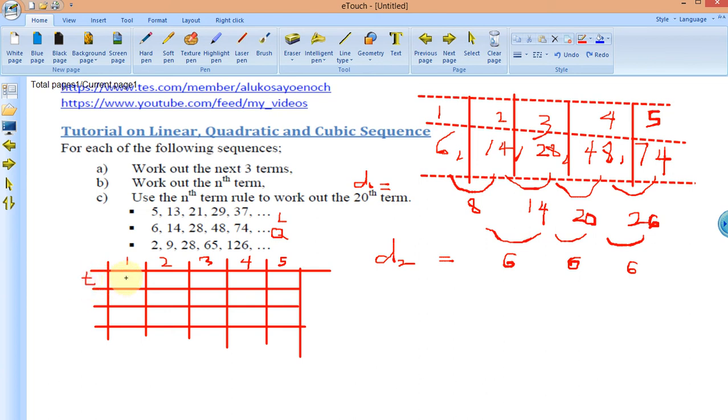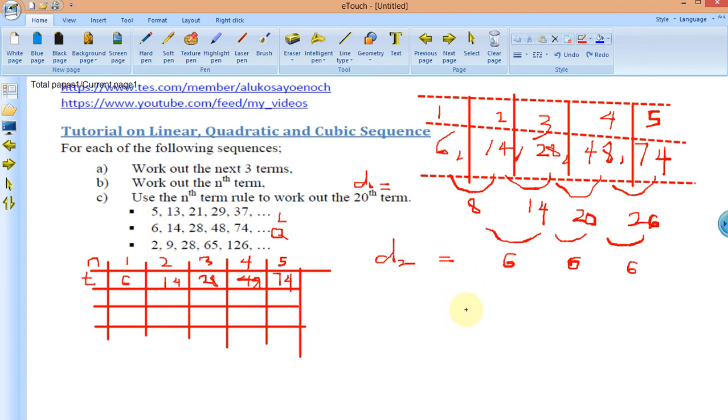So the first term is 6. This is the label, let's call it n. When n is 1, n is 2, n is 3, these are the terms T1. So this is 14, and this is 28, and this is 48, and this is 74. So I've been able to confirm that the common difference is 6, and that is the second difference.